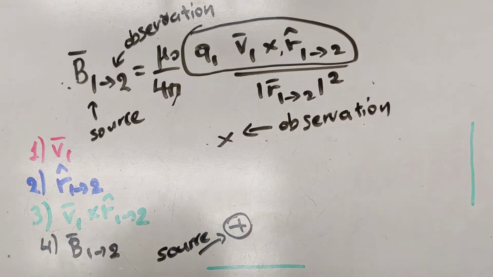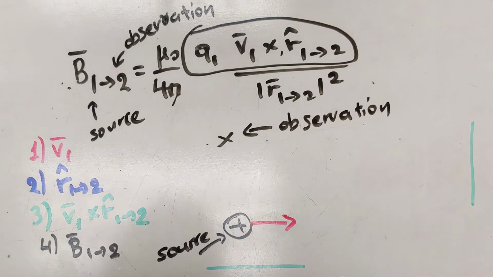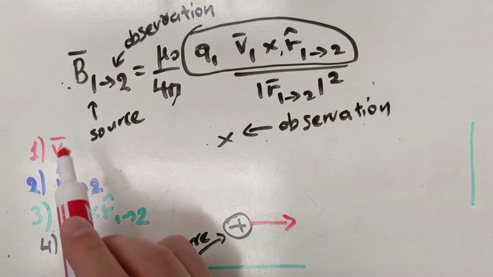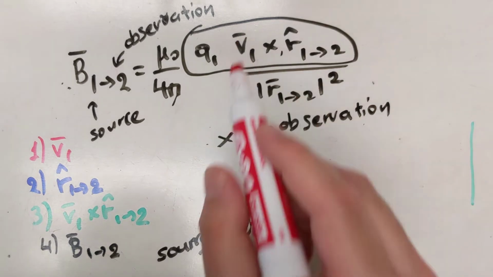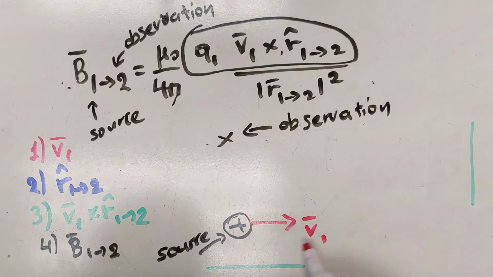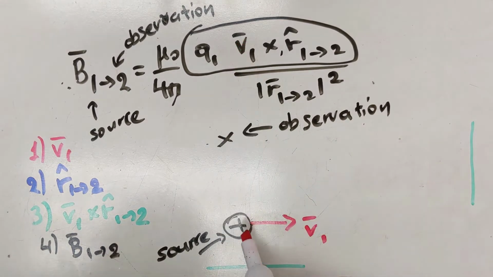So I'm going to use the same color to represent these vectors. So red for V1, red for V1. This is the velocity that I need to use here. First step. Find what's the direction of the velocity of your charge that creates the magnetic field.